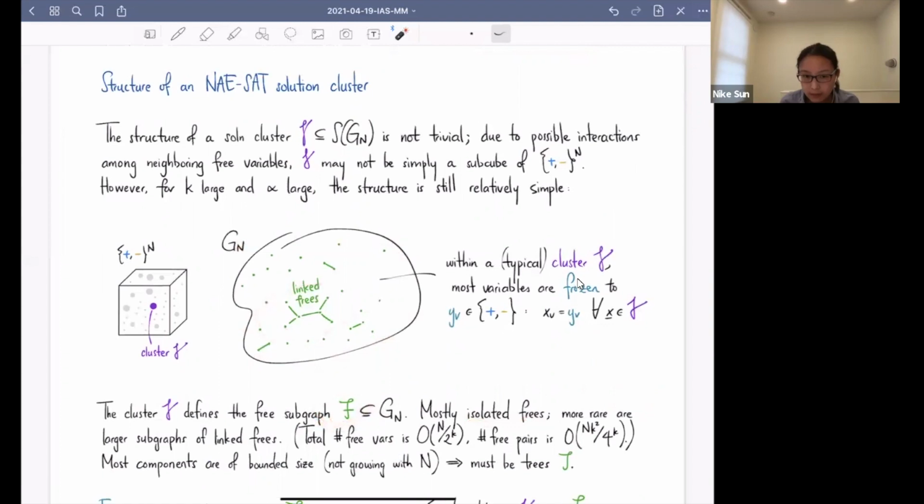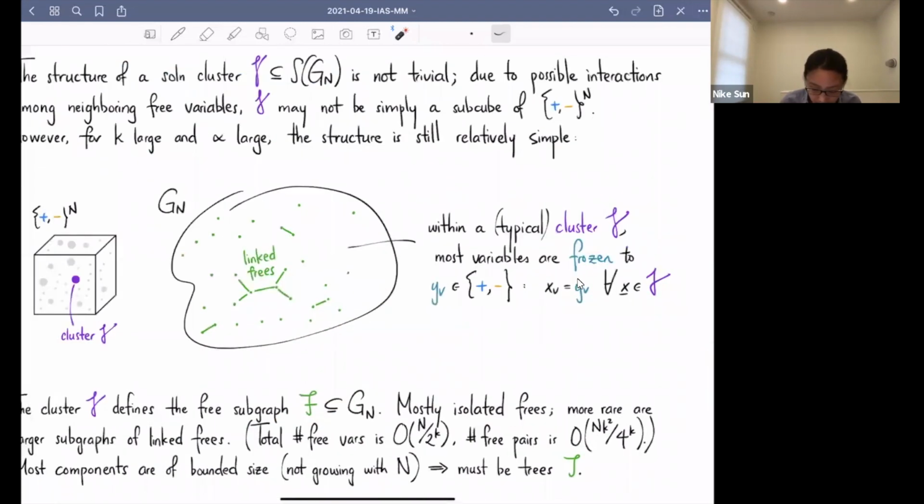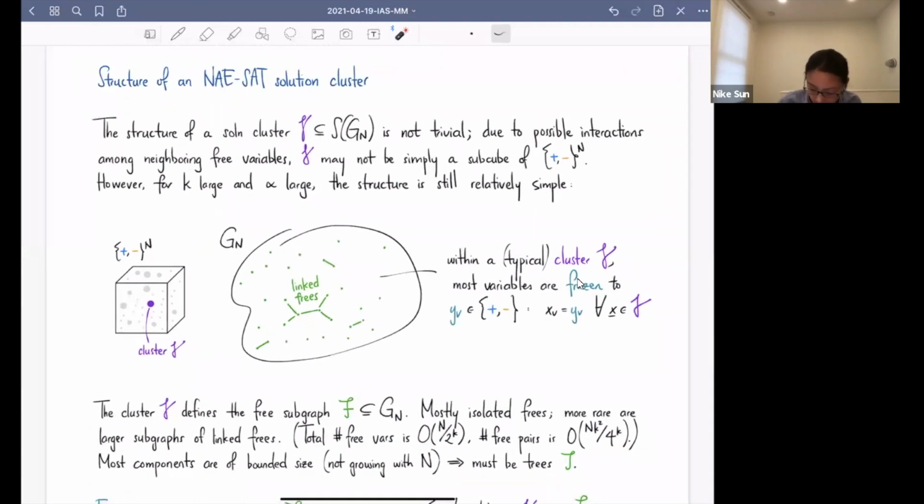And to give a sense of the order of things, the total number of free variables, so the total number of variables inside F, will be order n divided by 2 to the k. But the number of free pairs will be something like n times k squared divided by 4 to the k. So it's much, much smaller. And the number of triples will be divided by 6 to the k and so on. Because you have this type of decay, most of the components will be of bounded size, so it will not grow with n.